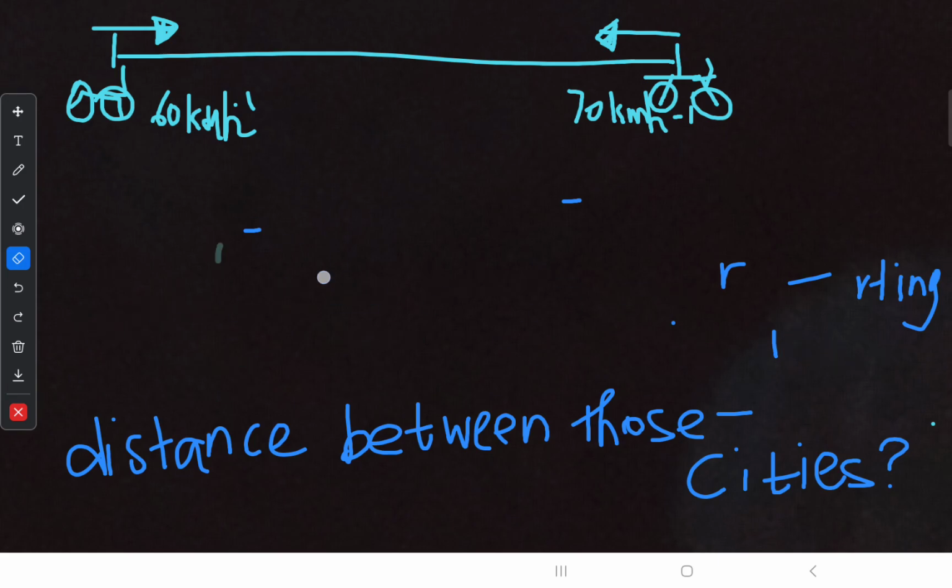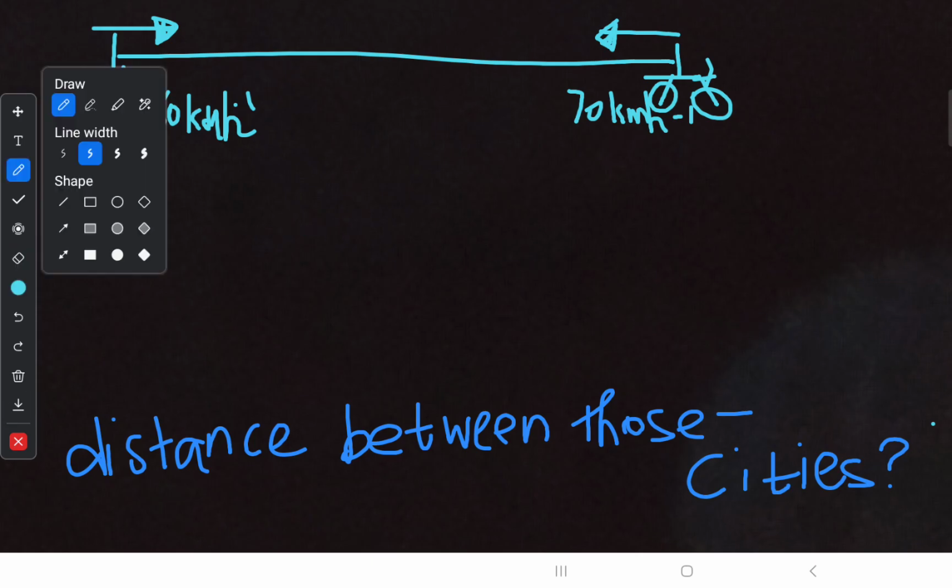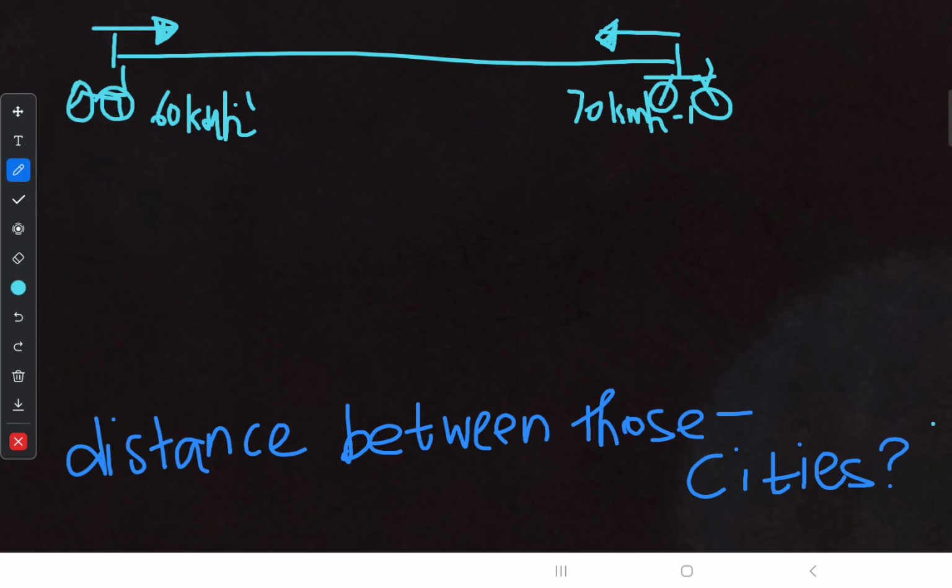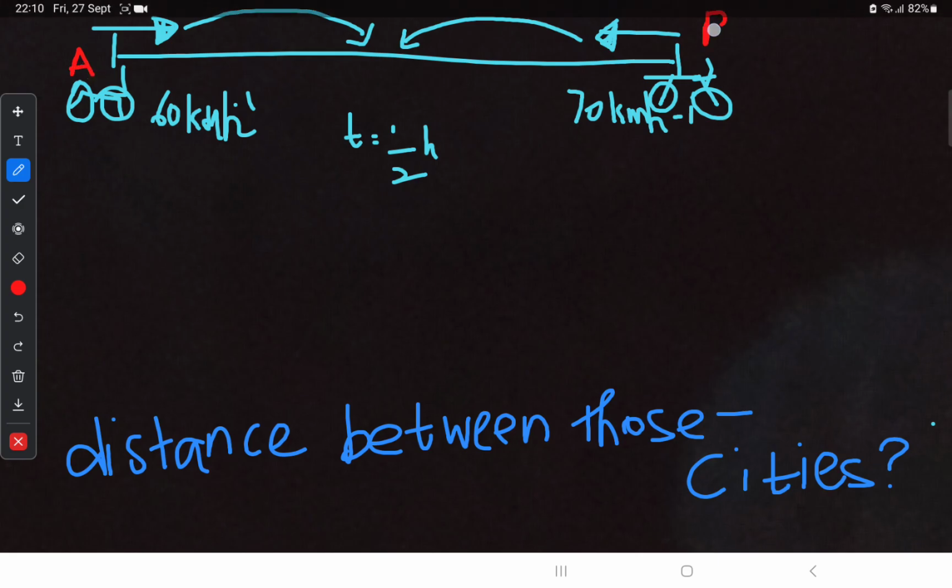They met within half an hour, which means we have to find how much distance they traveled. Time is half an hour. This person also traveled for half an hour, and that person also traveled for half an hour, but their distances are not the same because the speeds are different. So we have to find the distance each traveled within this time. I'll take this person as A, and this as B.